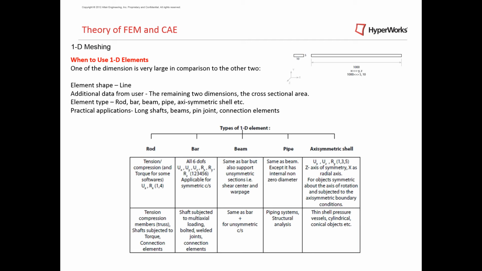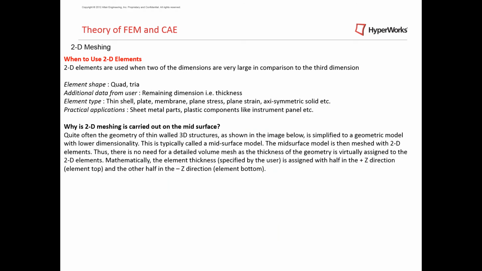So there are different types of 1D elements, and when to use which type of 1D element we can see here. Rod elements we use for tension and compression. A rod element supports only 2 degrees of freedom, that is translation along an axis and rotation about that axis. A bar element supports 6 degrees of freedom, that is 3 translations and 3 rotations, but it is only applicable for symmetric cross sections. A beam element supports all 6 degrees of freedom and also unsymmetric cross sections.